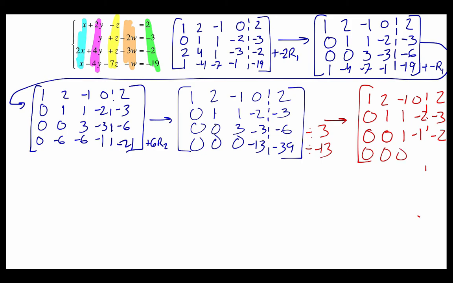0, 0, 0. -13 divided by -13 is +1. And -39 divided by -13 is +3.